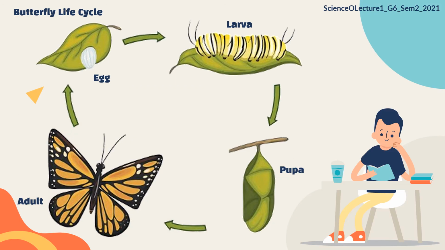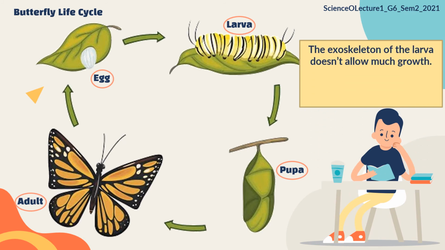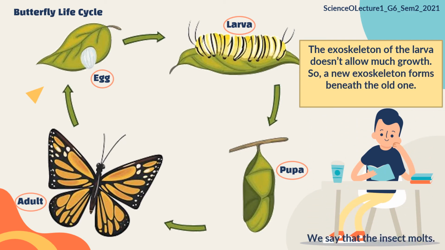What are the different stages of a butterfly life cycle? Egg, larva, pupa, adult. The exoskeleton, the skin of the larva, doesn't let her grow that much. So, on each step, the larva needs to remove the tiny exoskeleton, the tiny skin, and grow a new one, a bigger one. And let me remind you that the larva sheds 5 times. That's what we call molting.